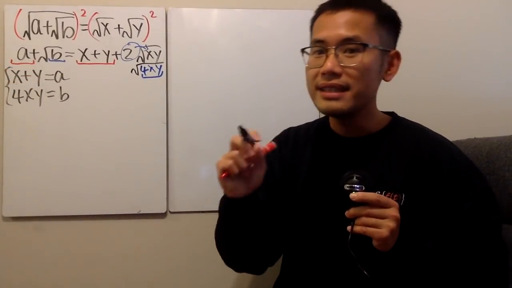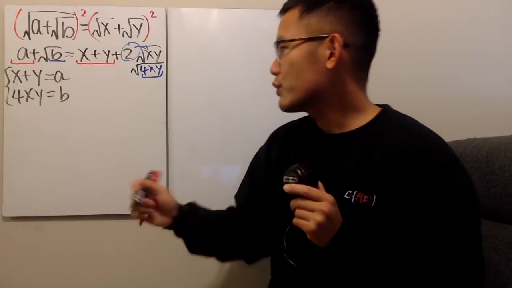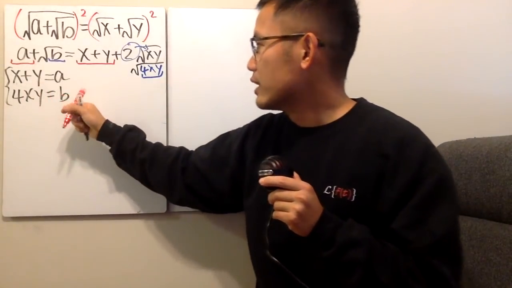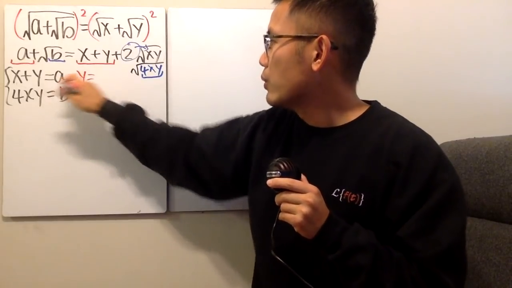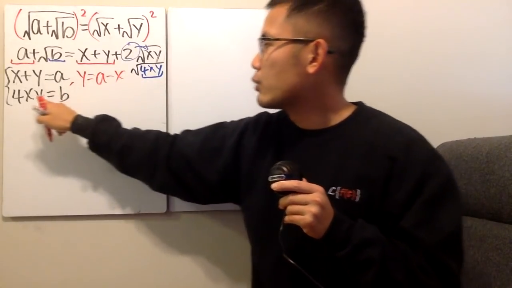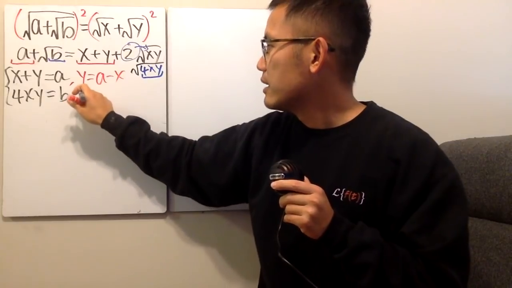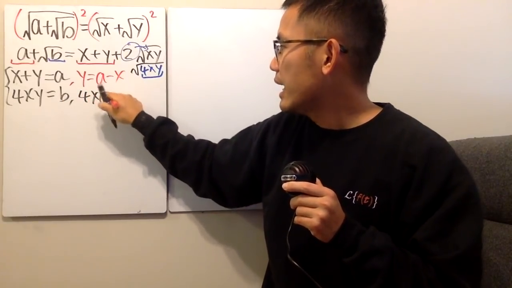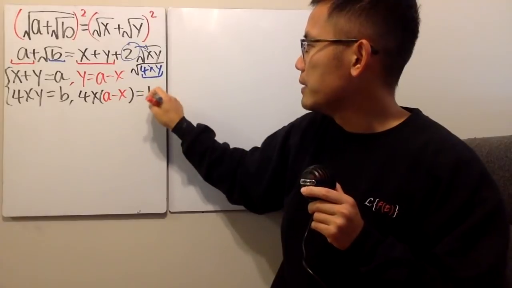And then you see that we have a very nice system of equations that we can use to solve x and y in terms of a and b. So of course, let's just do the work. Let me isolate the y right here, so we know y is equal to a minus x, and put that right here. So we are saying 4x times a minus x has to be equal to b.